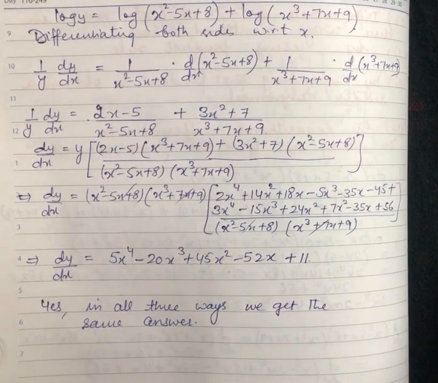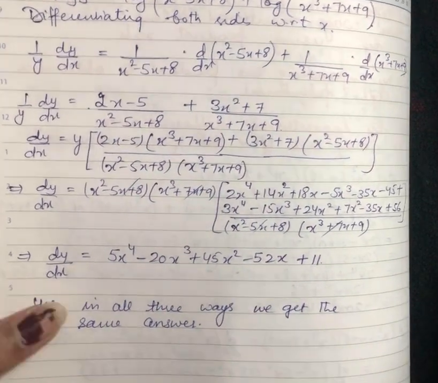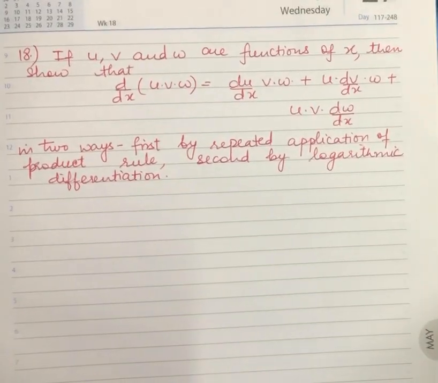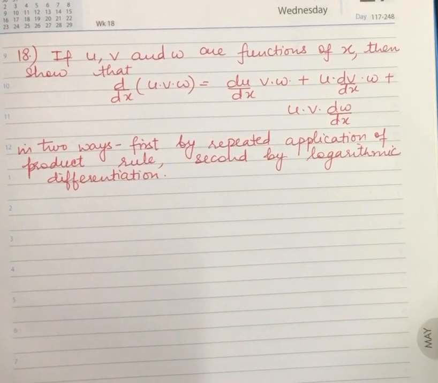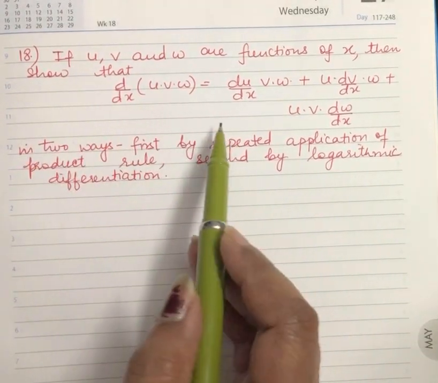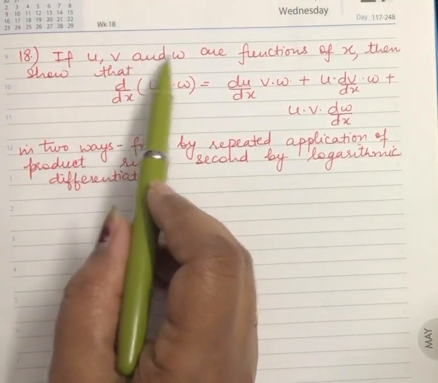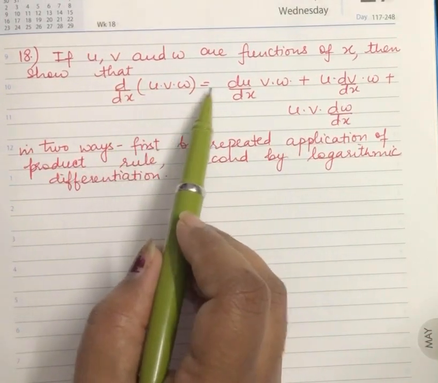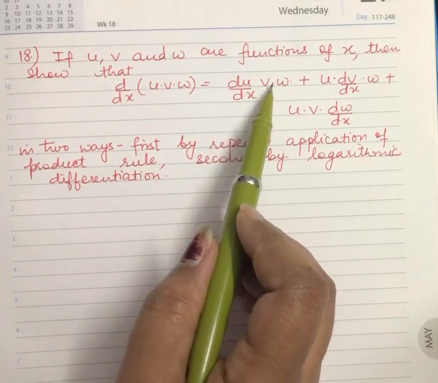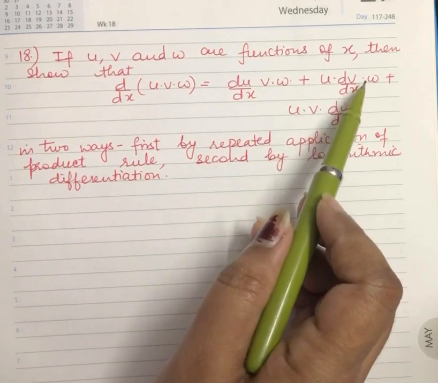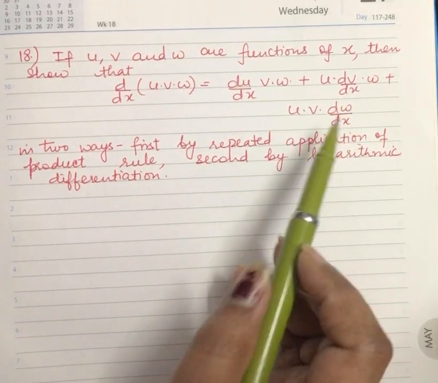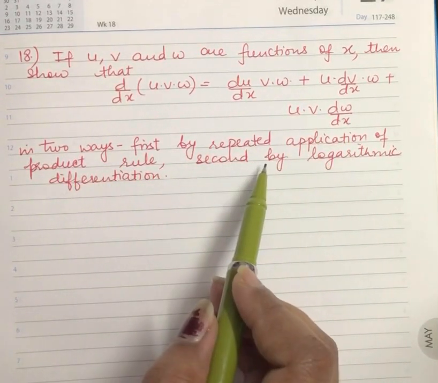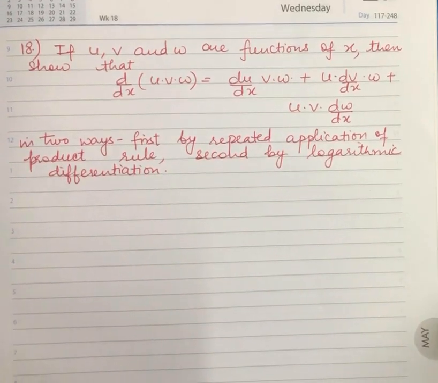So this completes 17th question. Now look at the last question of this exercise, 18th question. Here we have to differentiate this function. If u, v and w are functions of x, then show that d by dx of u v w is equal to du by dx vw plus u dv by dx w plus uv dw by dx in two ways. First by repeated application of product rule, second by logarithmic differentiation.